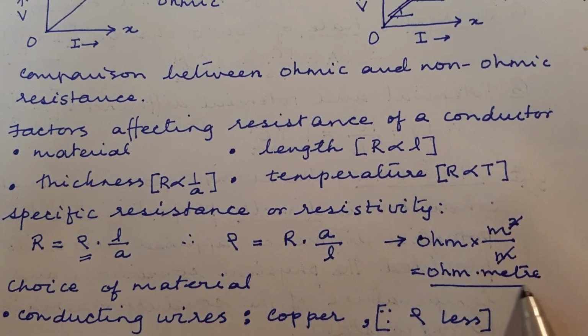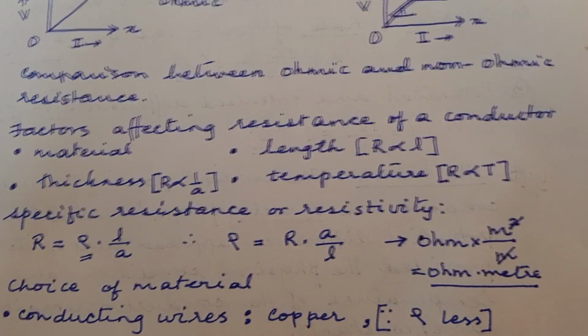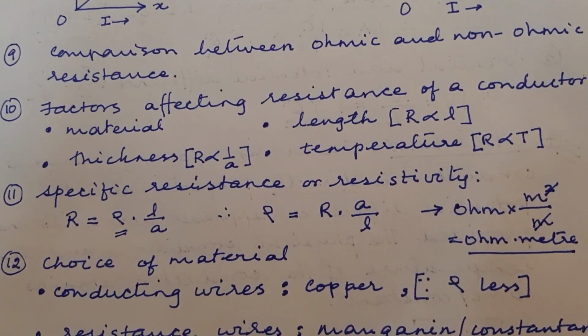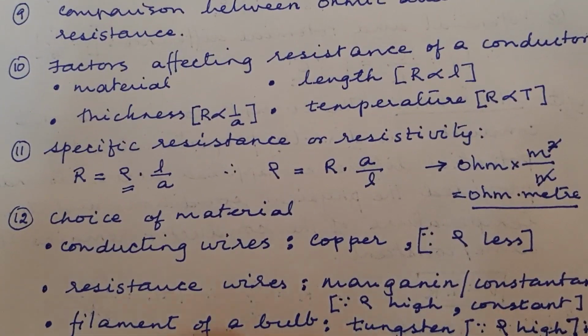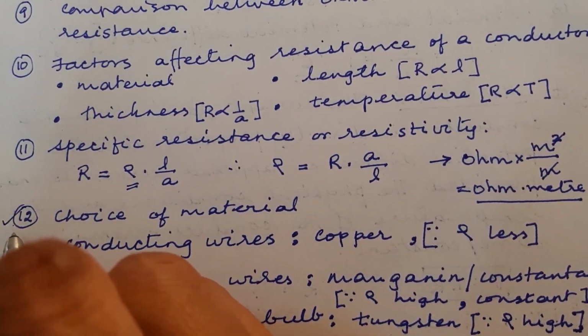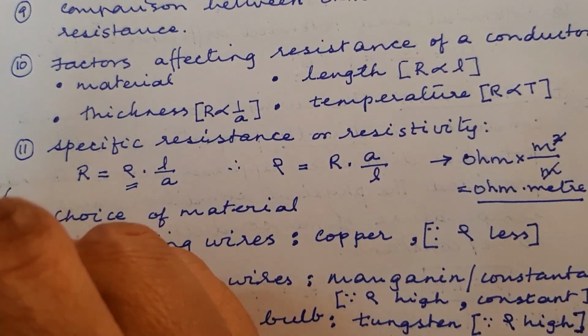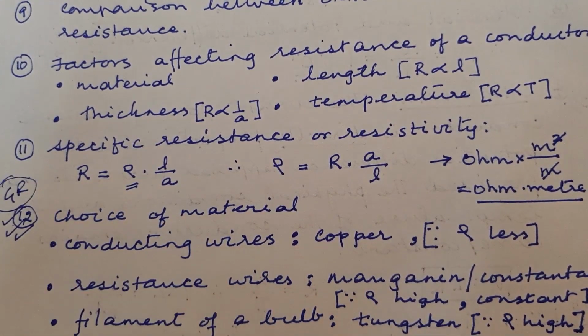That will be the unit of specific resistance or resistivity. That brings us to the next point, which is choice of material. Now this one over here is all for give reasons. And so they will ask you objective questions.